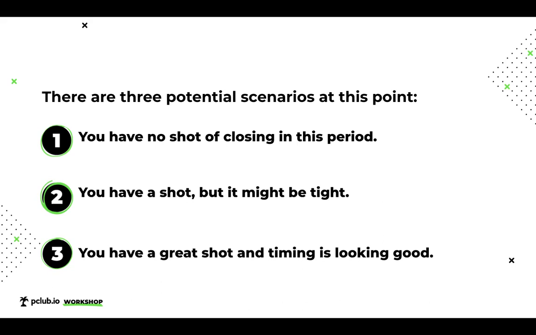Number two, you have a shot at closing it on time, but it might be tight, right? There's uncertainty as to whether or not you're going to get it done. And that's probably going to be the majority of your deals, at least the majority of the deals that you're forecasting as you approach a quarter end or fiscal period end. And then number three, you have a very good shot and timing is looking good, right? No deal is riskless until the contract's signed and the money's in the bank, but more or less, it looks like you're going to get it done, and you just got to make sure you're marshaling it along to make sure that happens.